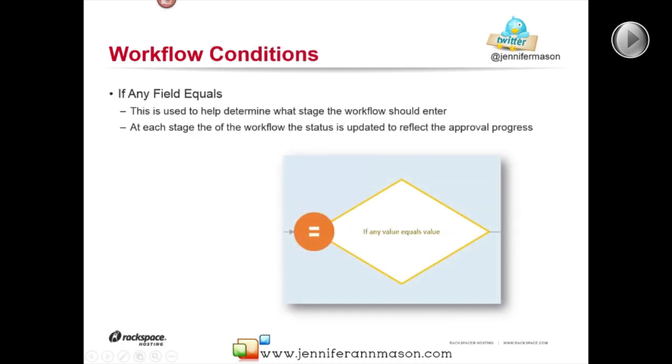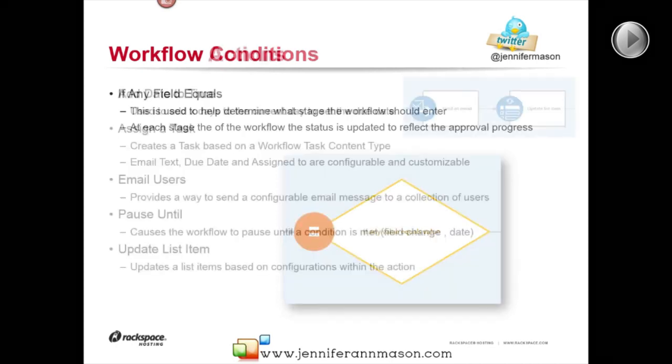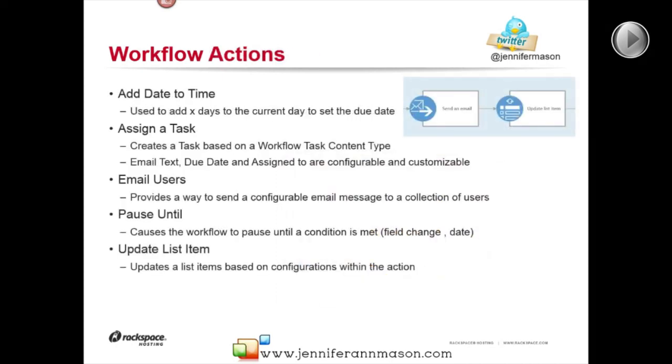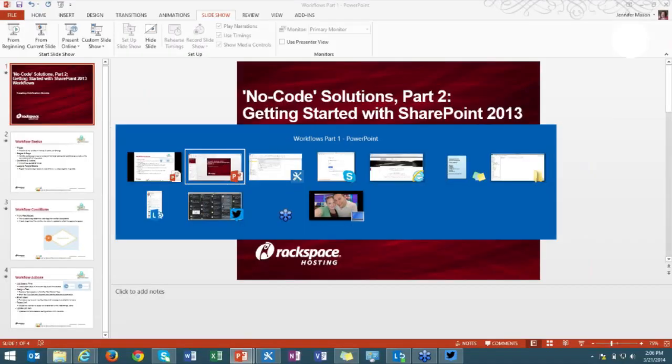So here's an example of our conditions. We're basically looking at, if any field equals. This is probably our most common workflow condition that we have, and in the demos that we're going to show today, it just goes to show what properties are we comparing and what's the trigger point that's going to say what happens next in the workflow. And then finally, some of our common workflow actions. And so some of the ones we're going to use today, we're going to add time to a date, assign a task, email users, different things along those lines, even update a list item. And so we're going to go ahead and now hop over to a SharePoint site and show some demos there.